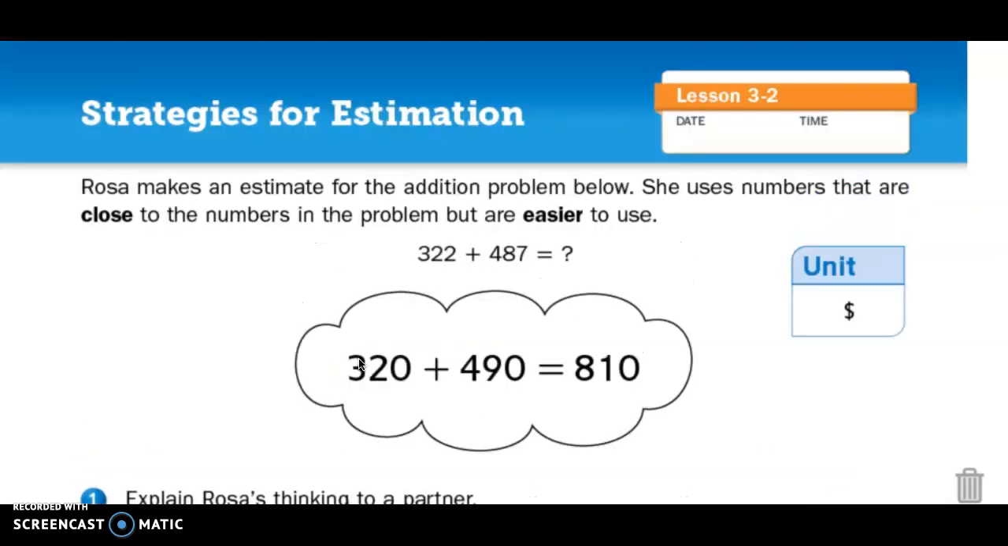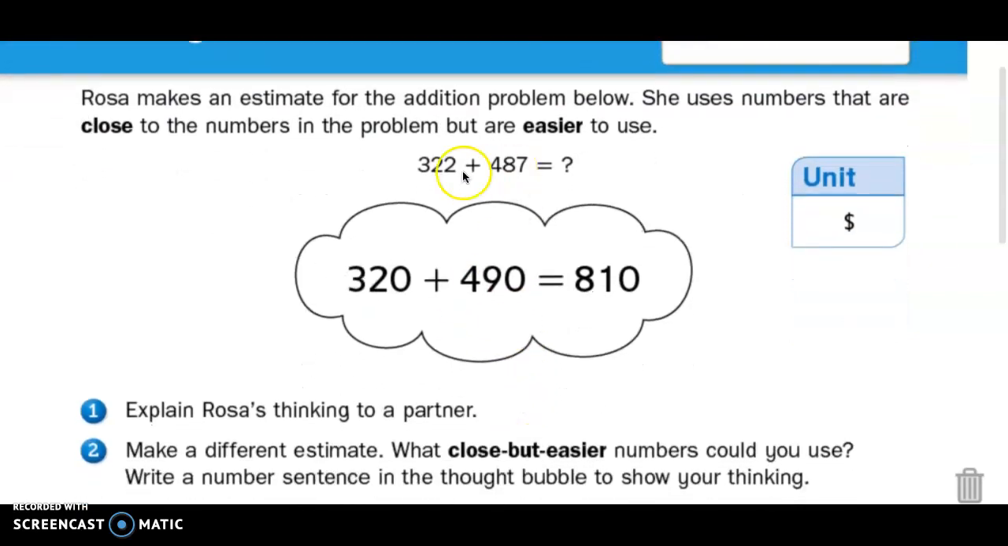All right, I am on journal page 67. It says strategies for estimating. Okay, Rosa makes an estimate for the addition problem below. She uses numbers that are close to the numbers in the problem, but are easier to use. So she doesn't use exact numbers, but ones that are close and ones that she knows how to add or subtract or use in whichever way.